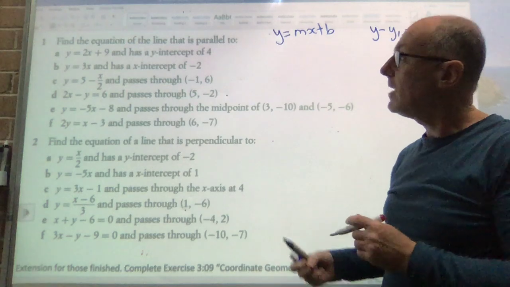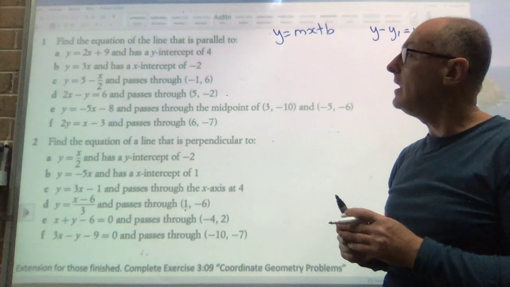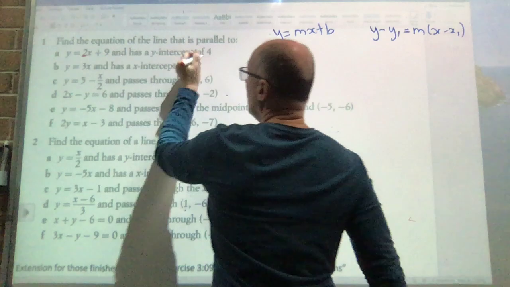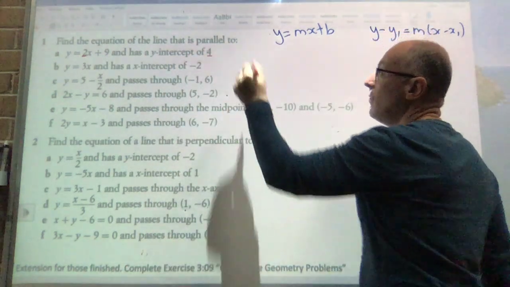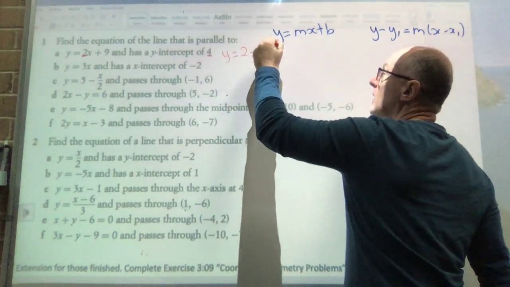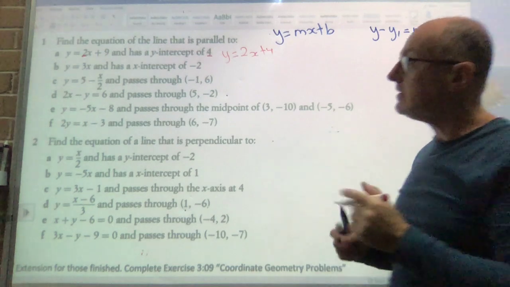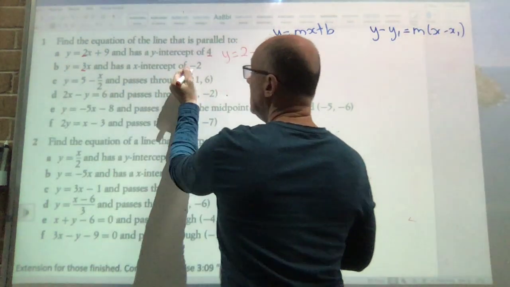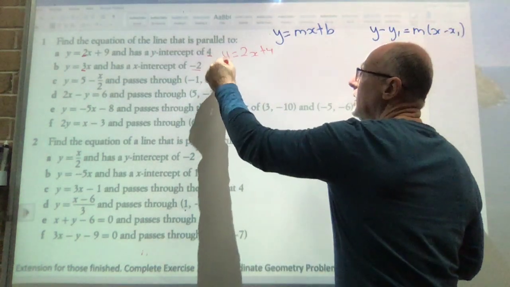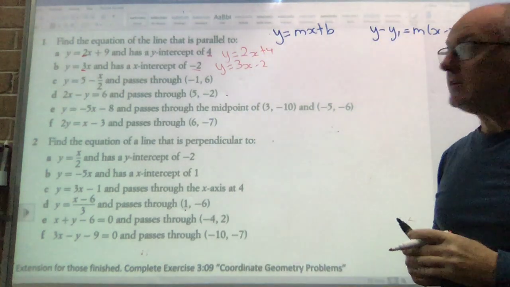Question A says, find the equation of the line that's parallel to y equals 2x plus 9 and has a y-intercept of 4. So the gradient is 2, the y-intercept is 4, therefore the equation is y equals 2x plus 4. Nice and easy. Question B is nice and easy. They tell us the gradient is 3, they tell us the y-intercept is minus 2, therefore the equation is y equals 3x minus 2.